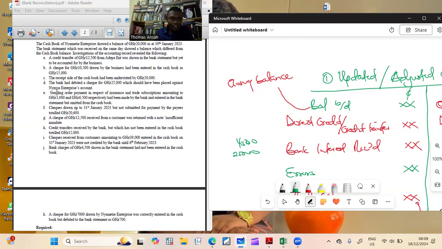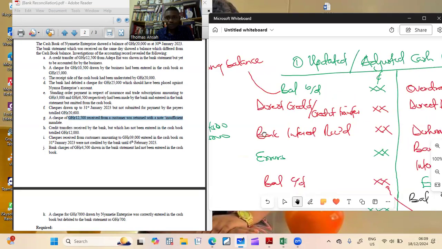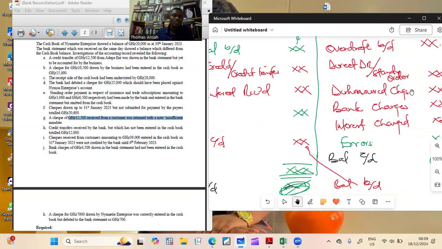Standing order in terms of insurance, these are other things. So credit side of the cash book, you just do that. Checks drawn on 31st that have not been submitted for payment by the payee, totaling this. This is what we call unpresented checks, so you know where to do it. A check received was returned due to insufficient funds. Dishonored checks, so you know where dishonored checks will be. So when we are solving this question, it should be simple. All right.